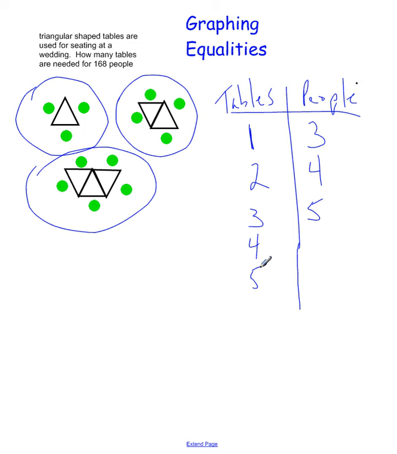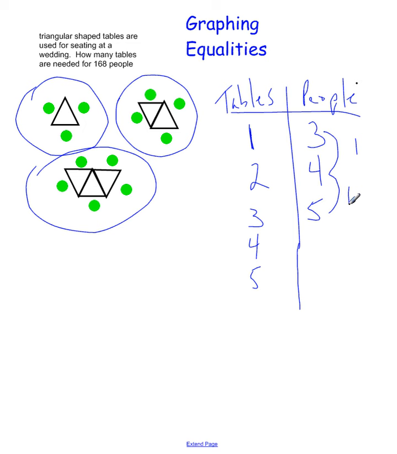You see that the jump from 3 to 4 is a jump of 1, and the jump from 4 to 5 is a jump of 1. If the jump between each situation is the same, it's said to be a linear equation. So here we have a linear equation.